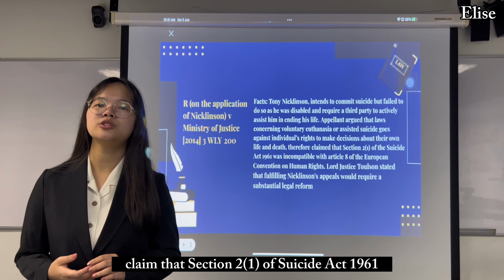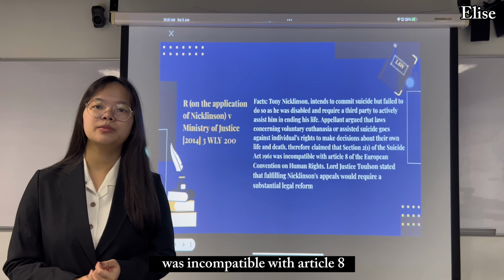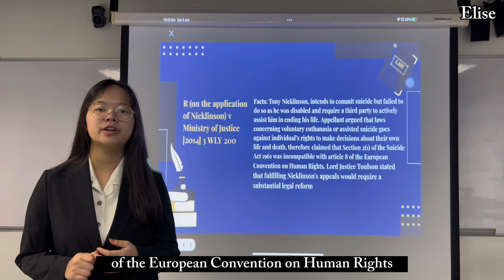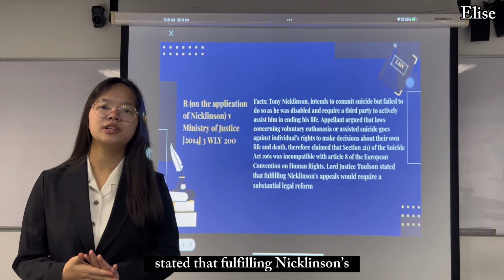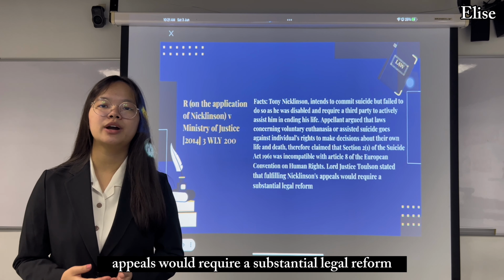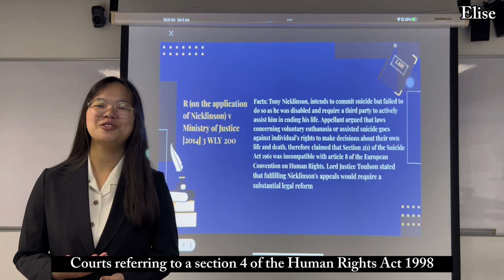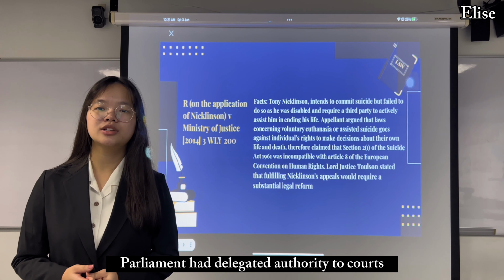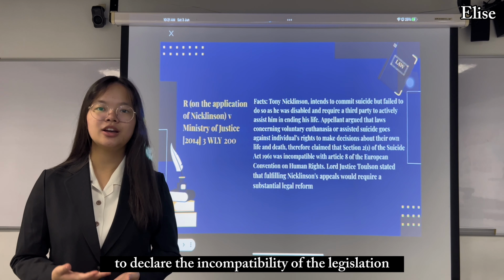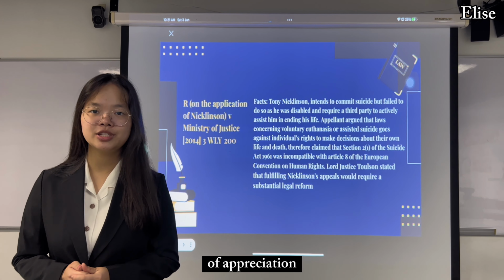Therefore, claimed that Section 2, Clause 1 of the Suicide Act 1961 was incompatible with Article 8 of the European Convention on Human Rights. Lord Justice Toulson stated that fulfilling Nicklinson's appeals would require substantial legal reform. Referring to Section 4 of the Human Rights Act 1998, Parliament had delegated authority to courts to declare the incompatibility of legislation even if the decision fell within the margin of appreciation.